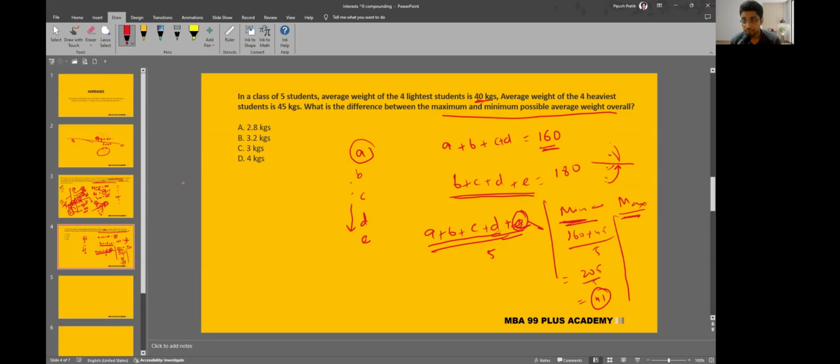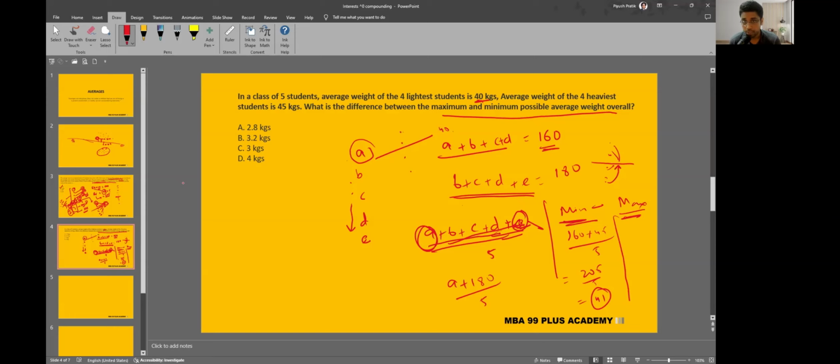For the maximum value, I want A to be maximum. We already know B plus C plus D plus E. So that means we have to find A plus 180 by 5. Now again, consider this equation. There's A, B, C, D. There's the mean score, which was 40.